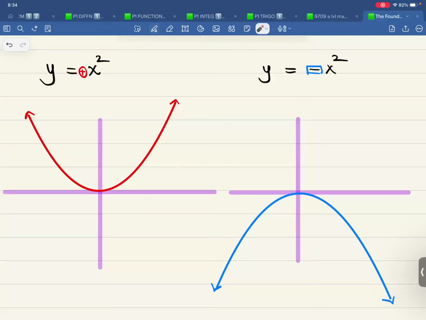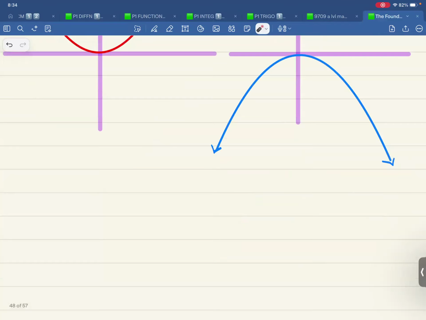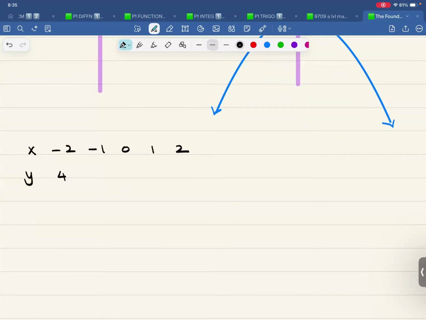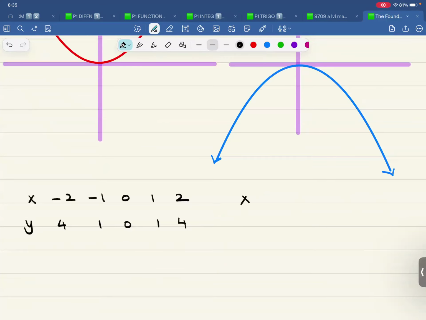Make sense? When x is positive, x square is positive, therefore y is positive. You can also draw a table. You have x, you have y: negative 2, negative 1, 0, 1, and 2. And you are squaring them. So this is 4, 1, 0, 1, 4. Got the idea? Over here, this is x, this is y.